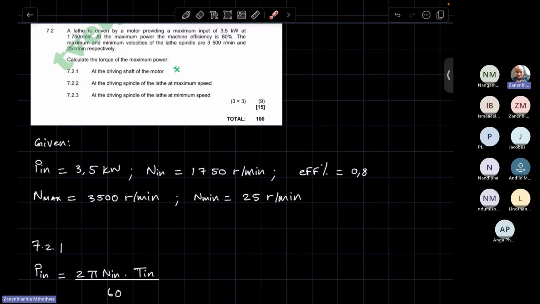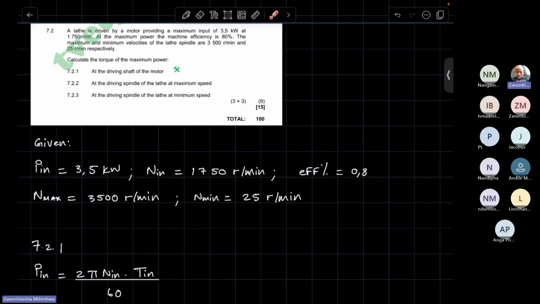Right. Now let's look at questions. Calculate the torque. I've already mentioned what you've been given. Calculate the torque of the maximum power at the driving shaft of the motor. So now they wanted to calculate essentially the input torque. Remember, we get our input from the motor. And in terms of the motor, we are given the input power.